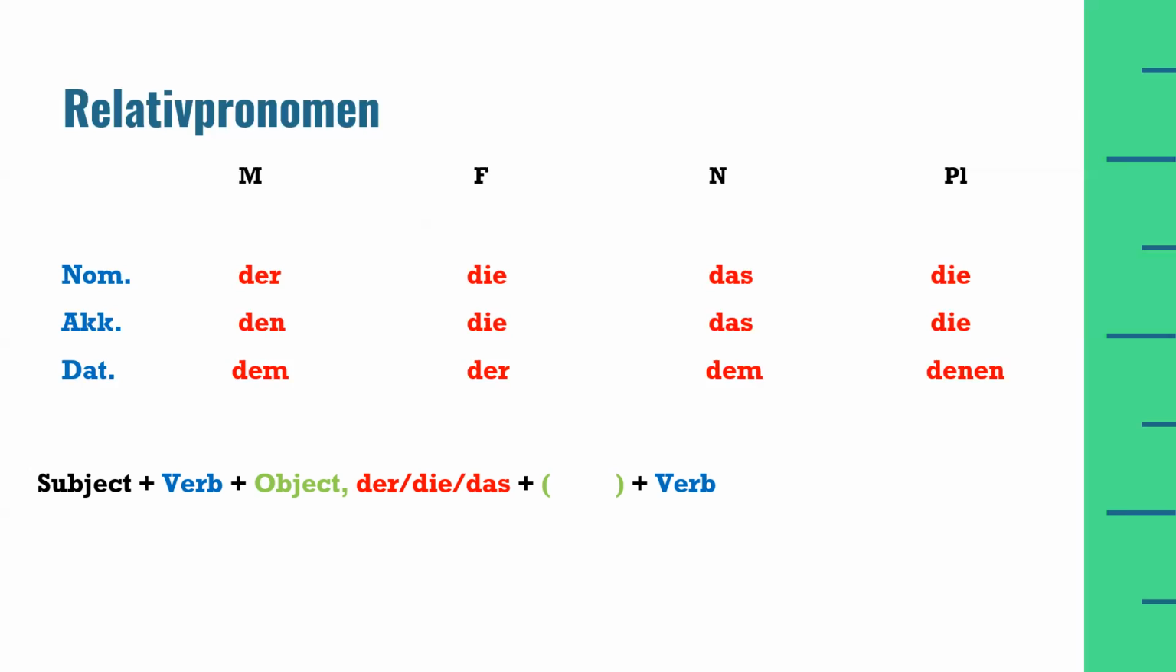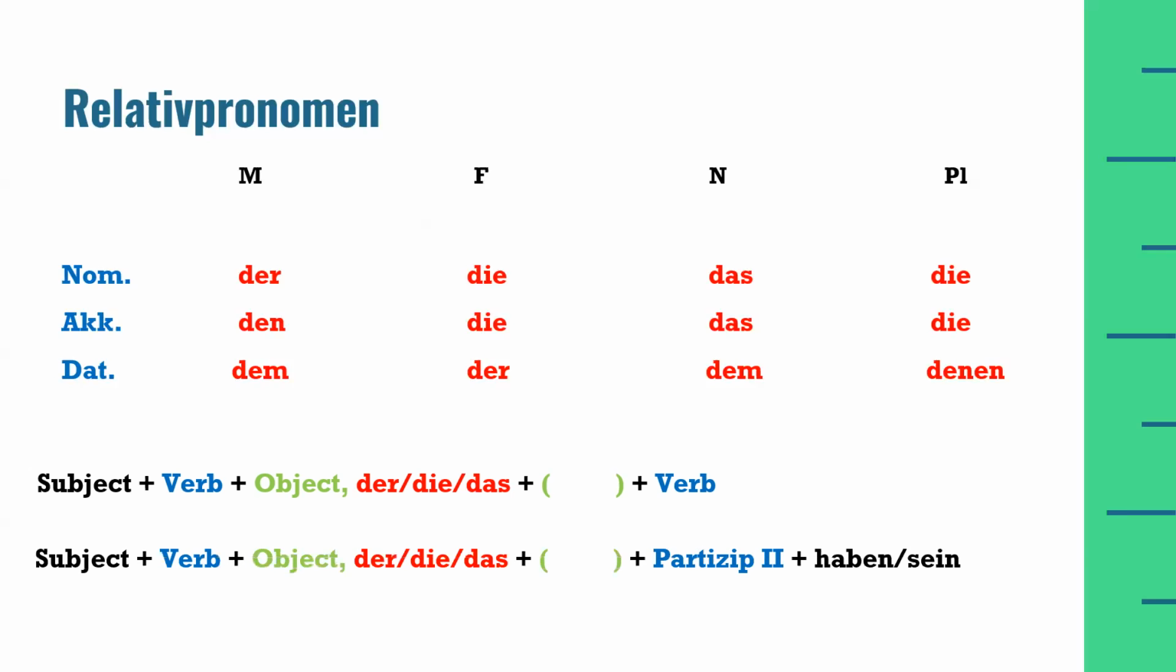Then the next part of the sentence will come. It can have any information or any negation. For example, any preposition can come. And the verb, we know that it goes to the last position of the sentence, and it is conjugated according to the subject of the sentence in the Nebensatz, not in the Hauptsatz, rather in the Nebensatz.